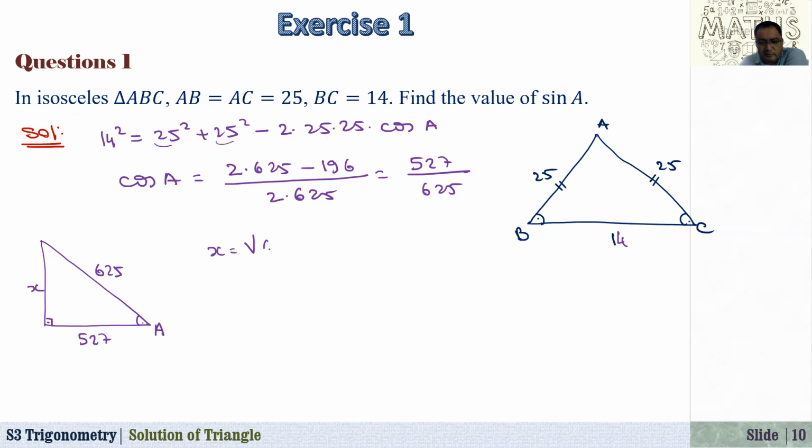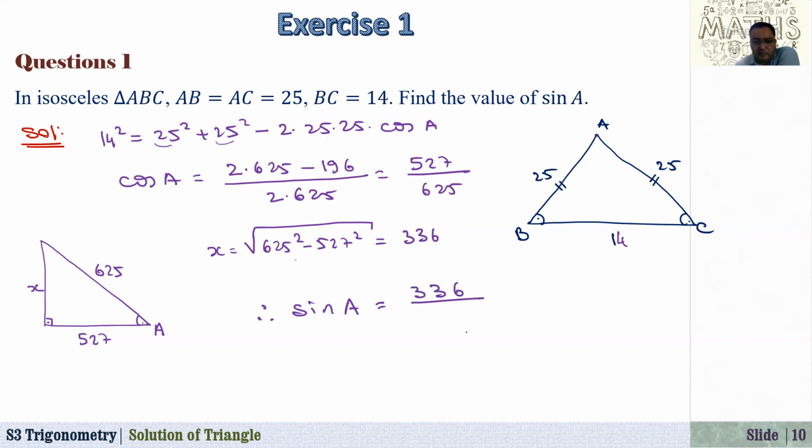x equals the square root of 625 squared minus 527 squared. That's equal to 336. Actually, I can just use the algebraic identity. Here we have a squared minus b squared, that is a minus b times a plus b. So we'll get 336. So from here, sine of A is equal to opposite side, that is 336, over hypotenuse, that is 625.